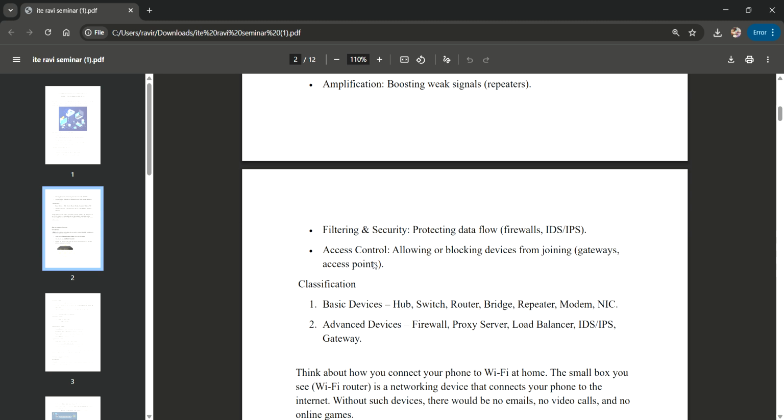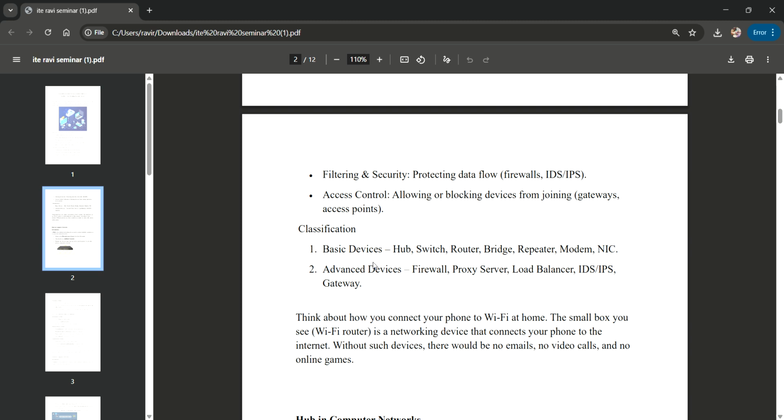So classification of networking devices are categorized into two types, that is basic devices and advanced devices. Under the basic devices, we have hub, switch, router, bridge, repeater, modem, and NIC, that is network interface card. And under advanced devices, we have firewall, proxy server, load balancer, IDS or IPS, and gateway.